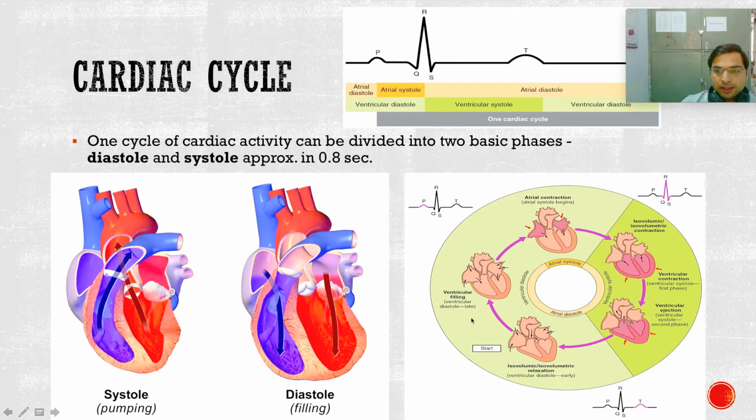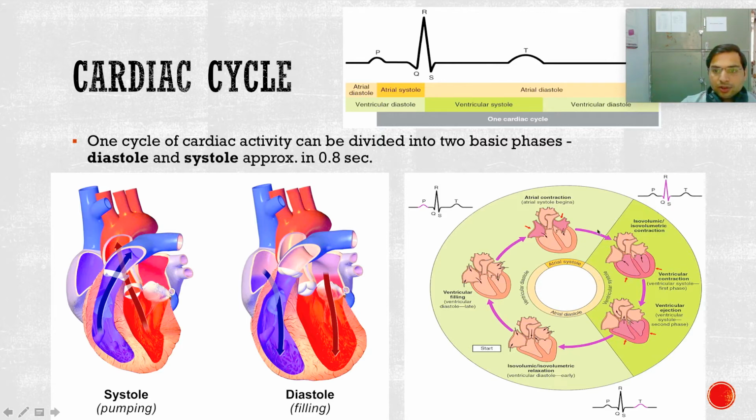In this diagram there are two rings. One is the inner ring, the small ring, and one is the outer ring. The inner ring is the atrial systole and diastole. Atrial systole starts from here and completes here in approximately 0.1 seconds. It is followed by atrial diastole, when the atria relax and fill with blood. Atrial diastole is the remaining 0.7 seconds.